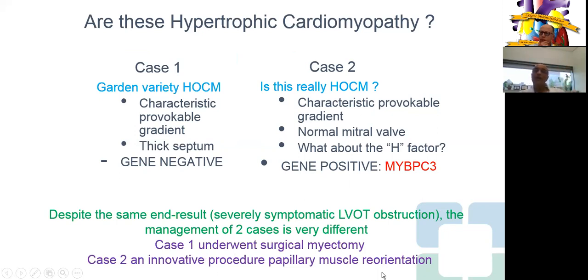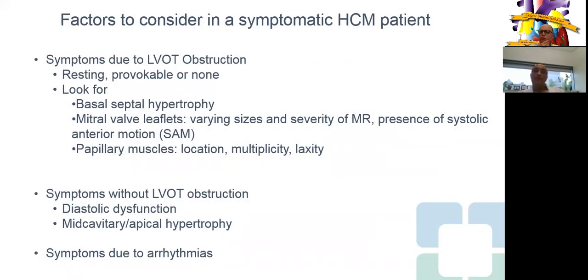So this is where we have developed an innovative procedure where we work on the mitral valve as well as the papillary muscle. As they say, necessity is the mother of invention. But the key point I wanted to make is that both these patients are variants of hypertrophic cardiomyopathy. So what are some of the factors to consider in an HCM patient that is symptomatic? Are the symptoms due to outflow tract obstruction? It could be at rest or with provocation, or you may not have outflow tract obstruction. So what are some of the players that add to outflow tract obstruction?